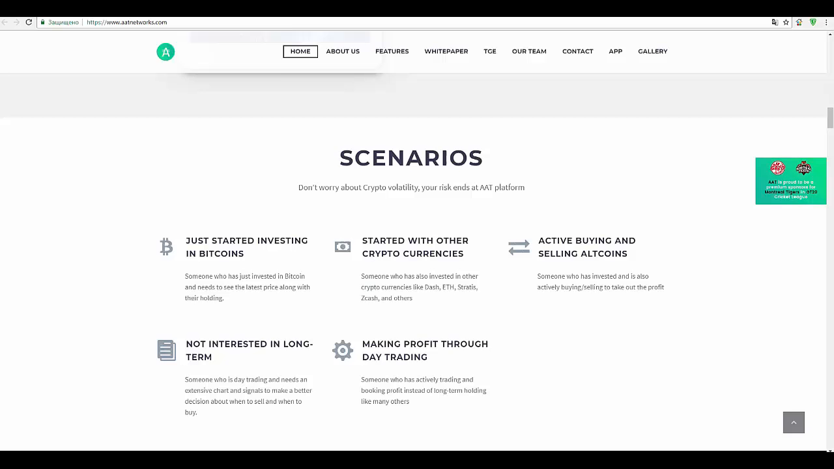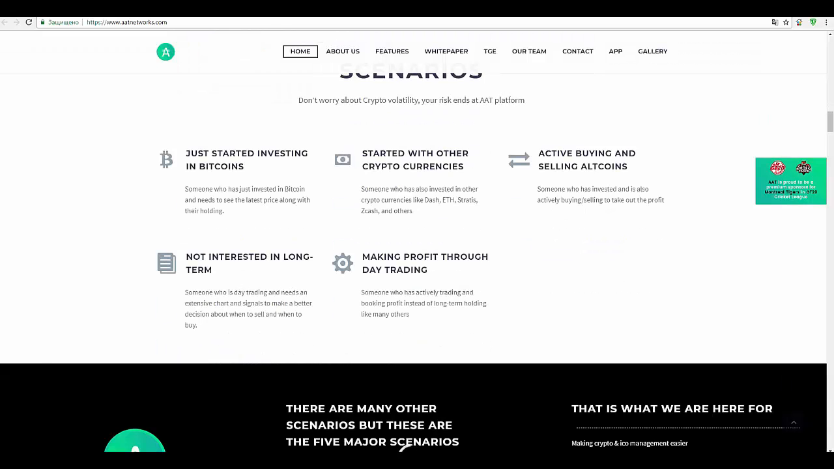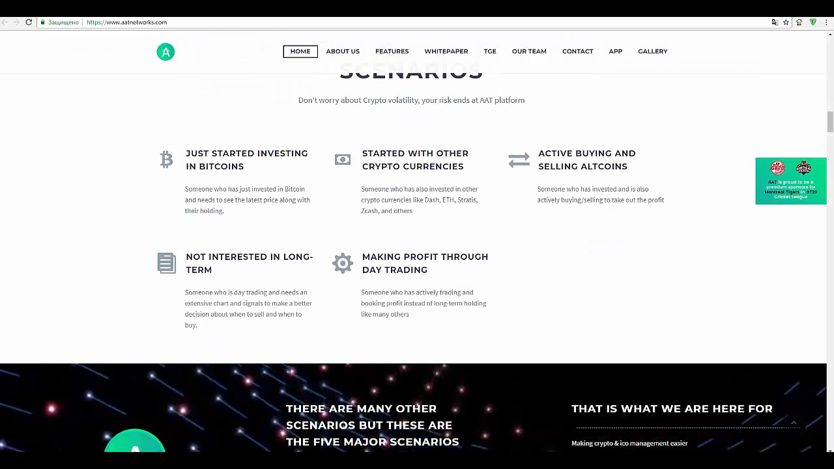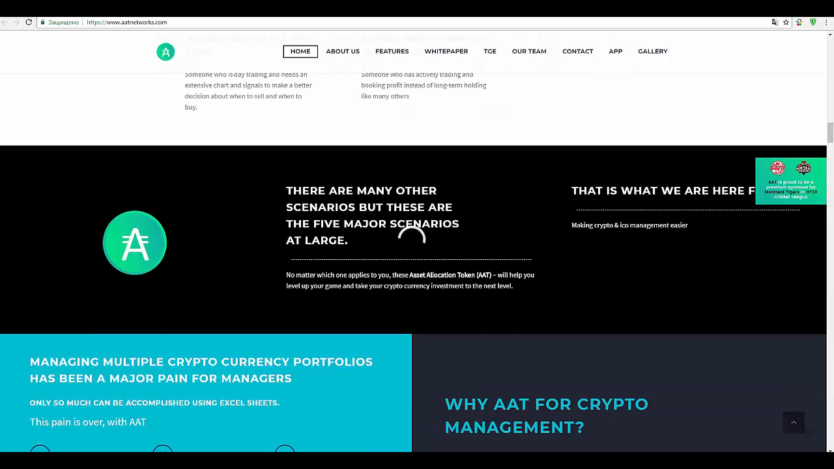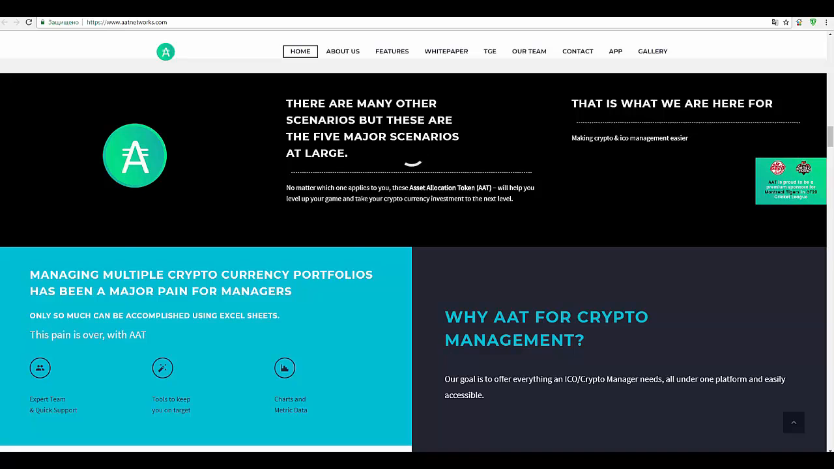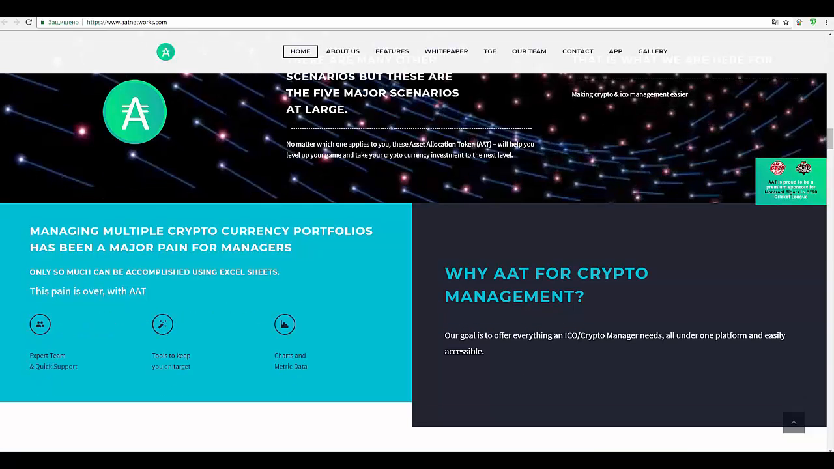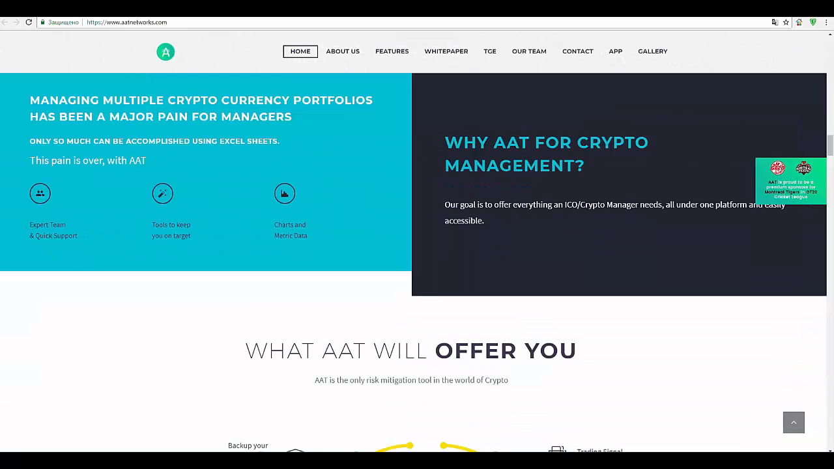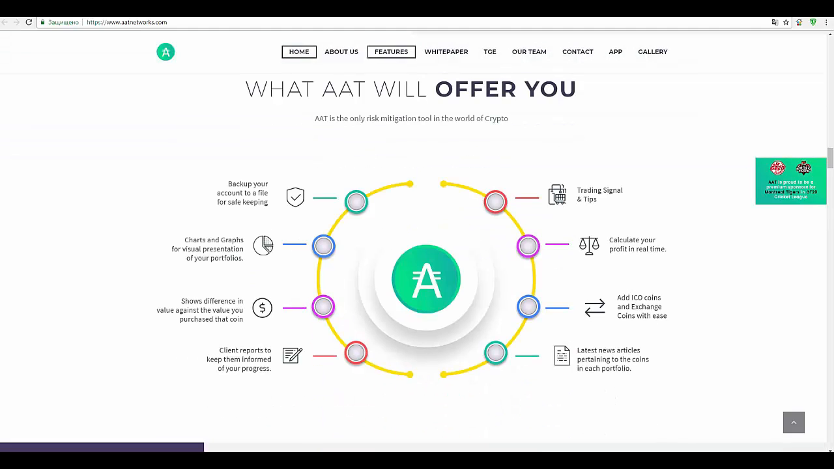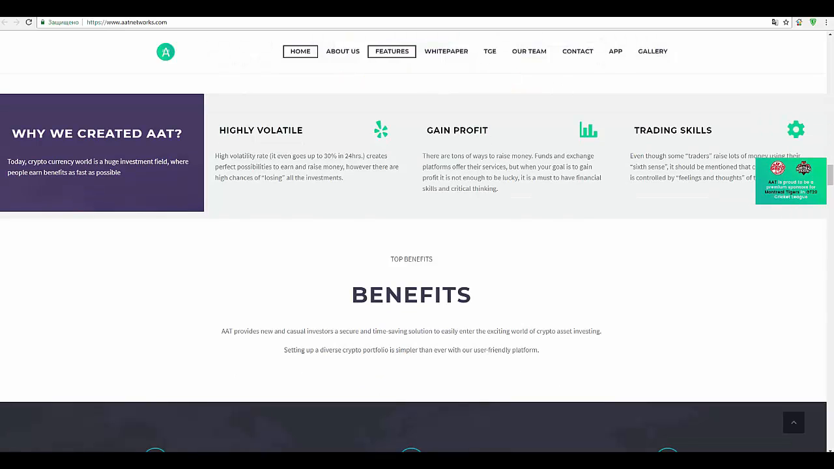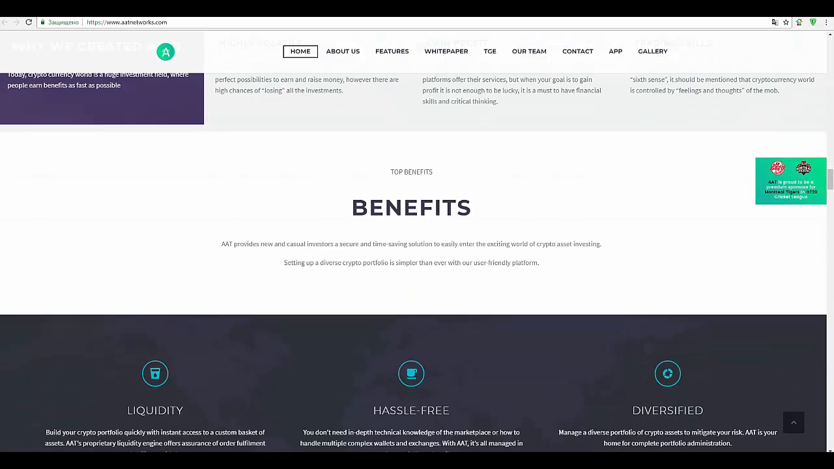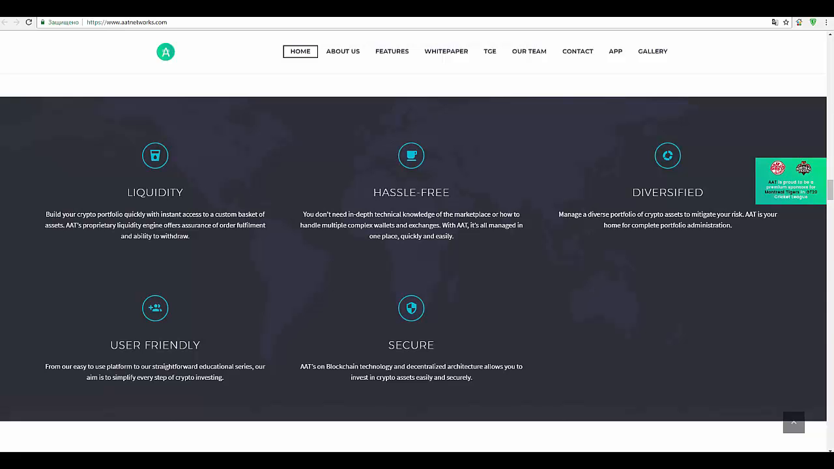To quickly analyze your cryptocurrency portfolio and take a call on buying, selling. Cryptocurrency trader. If you are becoming a pro cryptocurrency trader, you also need something better than Excel sheets portfolio valuation. If you have faced the issue of keeping track of the return from each coin or your existing portfolio valuation scenarios, don't worry about crypto volatility. Your risk ends at AAT platform.